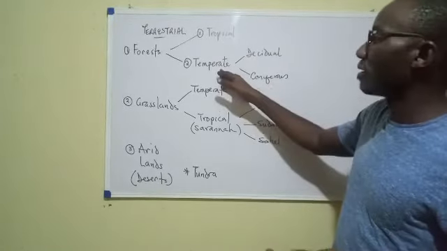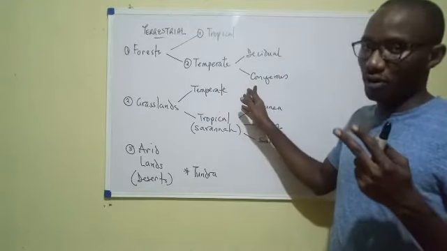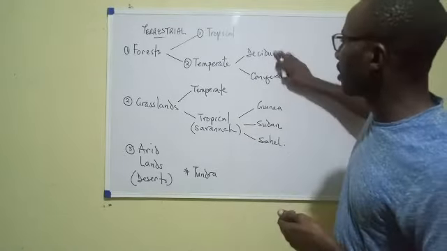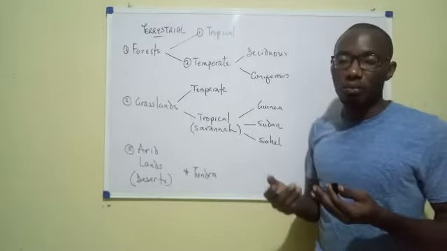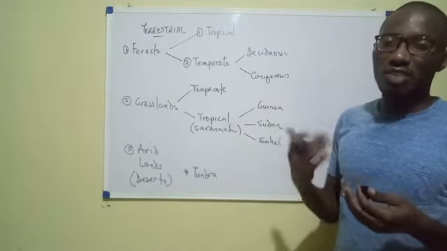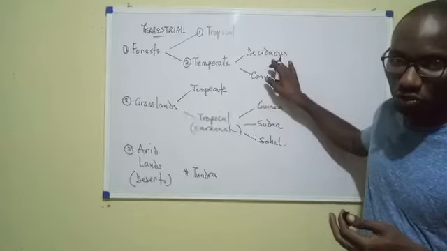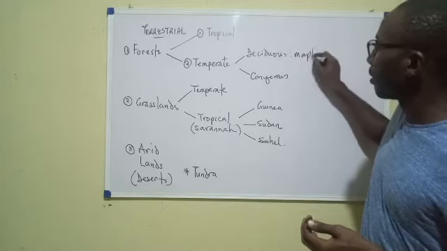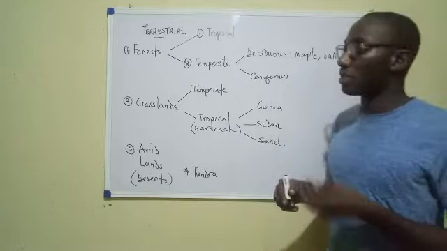Now, for the temperate forests, we can have them as deciduous and we can have them as coniferous, two types of temperate forests. We call them deciduous based on the fact that this type of forest has trees that shed their leaves in winter. So when trees shed their leaves in winter, we say such trees are deciduous trees. Examples of such trees include the maple, the oak, and the beech.